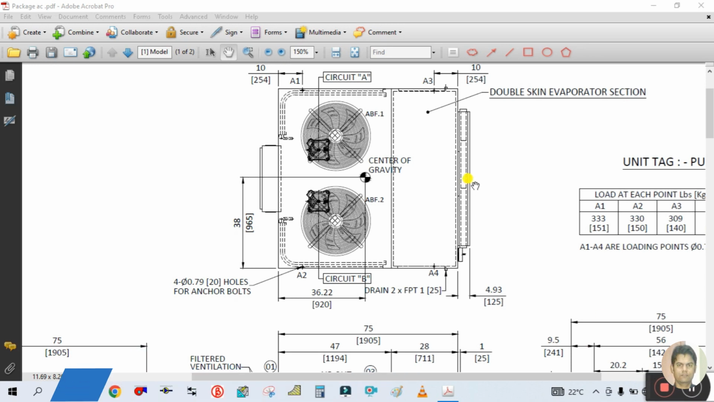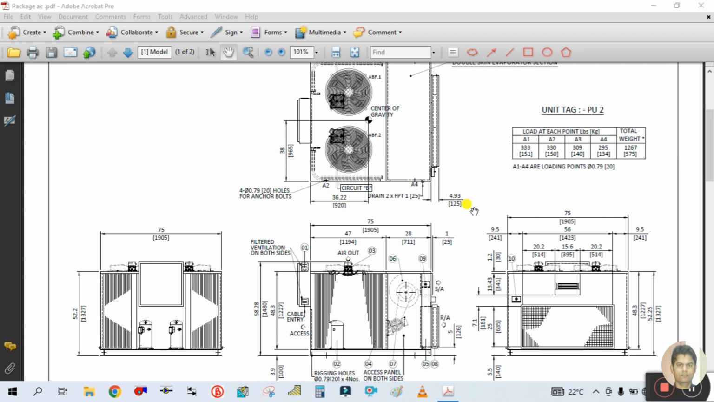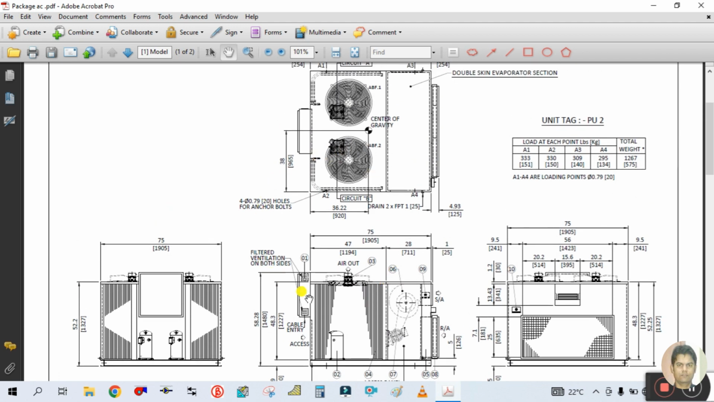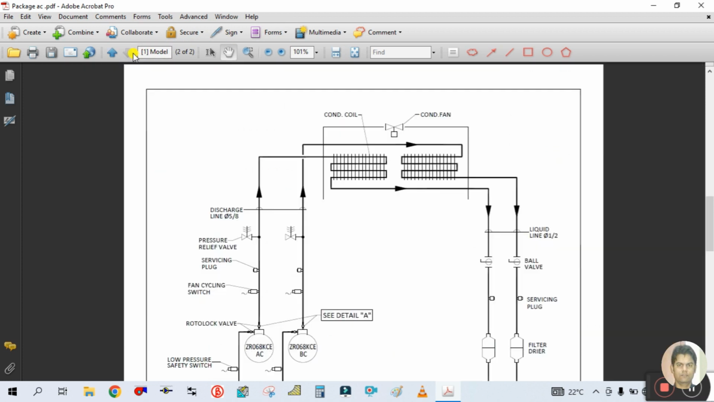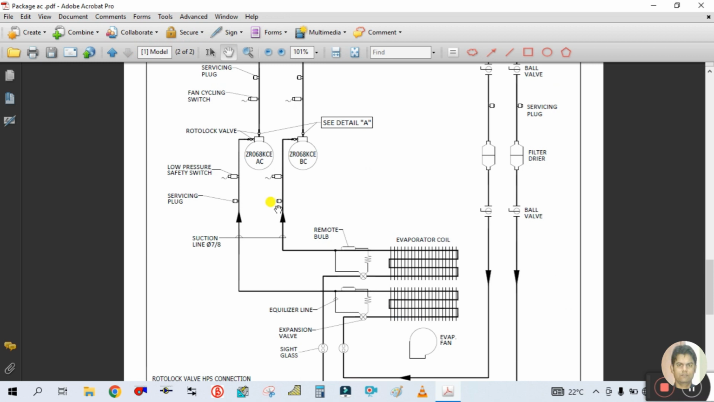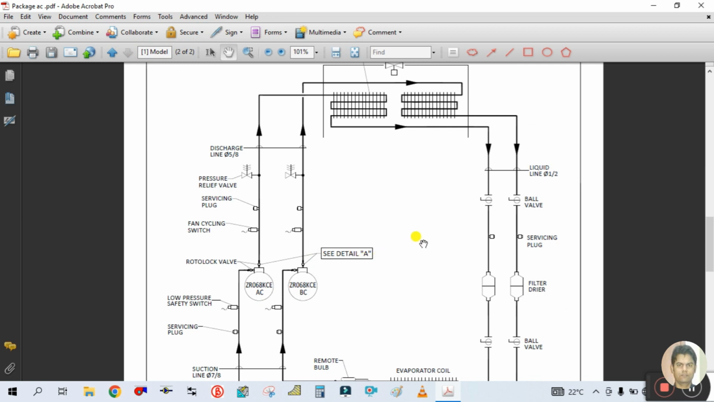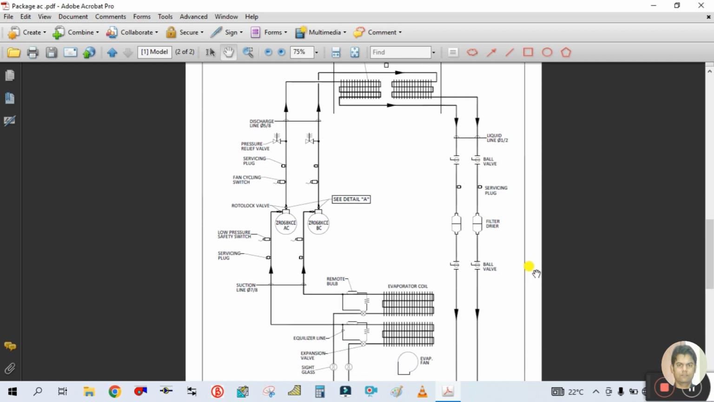As I told in my previous video, I have to explain the working principle of the vapor compression cycle. You can see this is the package air conditioning unit, and in my previous tutorials I have already explained the different components of this package unit and of its circuit. In this tutorial I will explain the working principle of this circuit and of the vapor compression cycle.